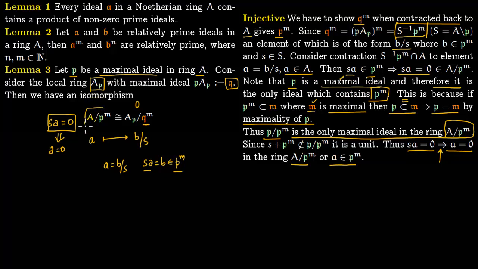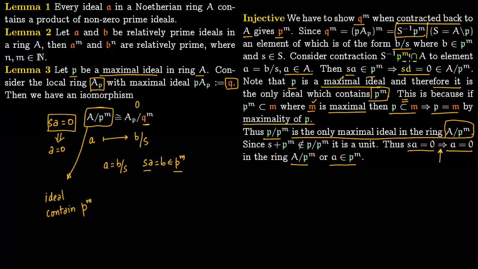So the ideals in this ring contain P to the M, and we have only one ideal containing P to the M, that is P. Well, this is a maximal ideal. So this is the maximal ideal.